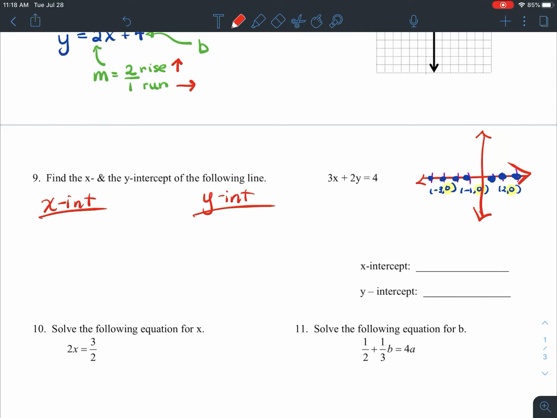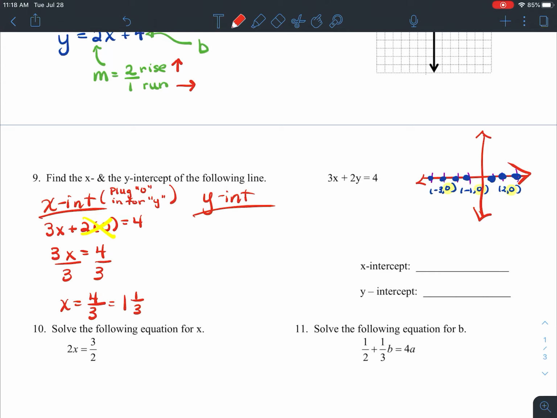So when you are finding an x-intercept, what you'll need to do to your equation is plug a 0 in for the y. If you substitute a 0 in for the y into this equation, that's going to wipe out that term. You're going to be left with 3x equals 4. You're going to continue to solve this for x, and you're going to get 4/3, which is the same thing as 1 1/3. So that means that this particular line crosses the x-axis at 1 1/3, comma 0.